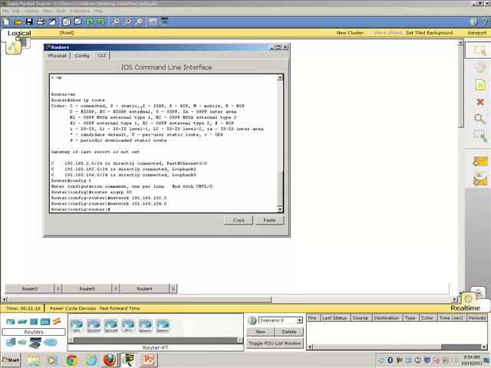I turned on EIGRP. Why don't I have a neighbor yet? I didn't see anything say I had a neighbor, did you? Huh? I gave an autonomous number, 50. Why don't I have a neighbor yet?